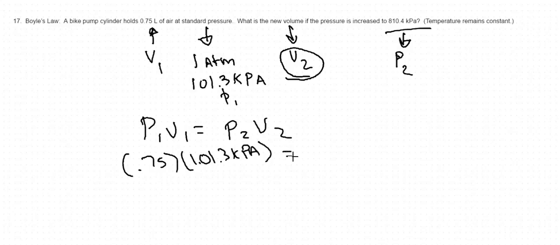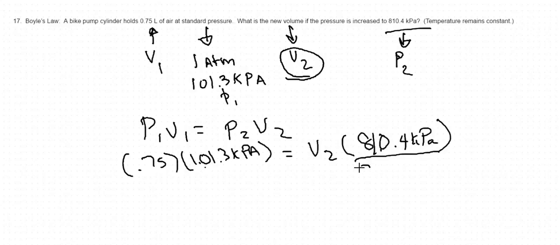Is equal to V, and then 810.4 kPa. Before I do any math, what happened to the pressure? It increased. So what should happen to our volume? It should have to decrease. So we divide both sides by that.